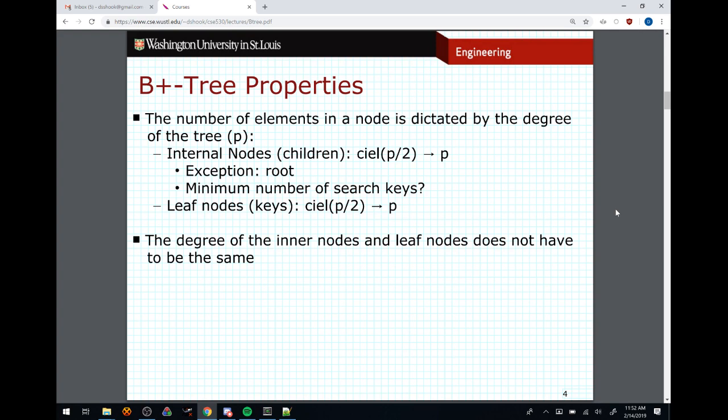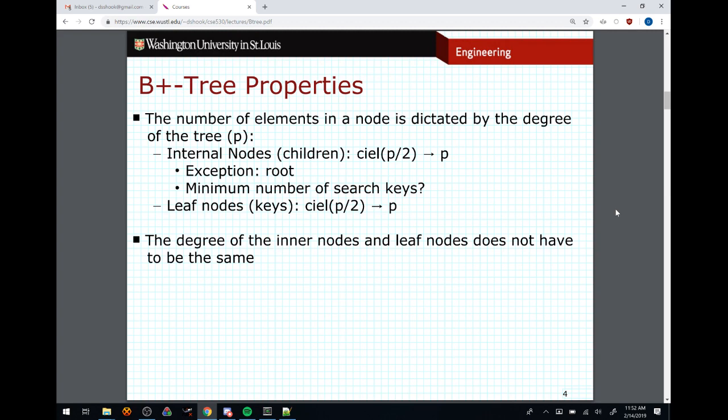So if the maximum number of children that I can have is 3, the minimum number of children that I could have would be 2. That is the smallest amount of children that I could have for an internal node. We also have search keys, right? So we can define search keys in the same way.